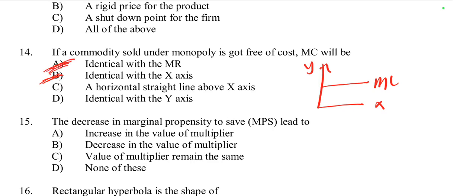The right option is identical with MR, not x-axis. It is identical with the MR curve, because in a monopoly situation where the commodity is available for free, the marginal cost of producing an additional unit is equal to the marginal revenue received from selling that unit. So it is identical with the MR curve. So option A is right here.